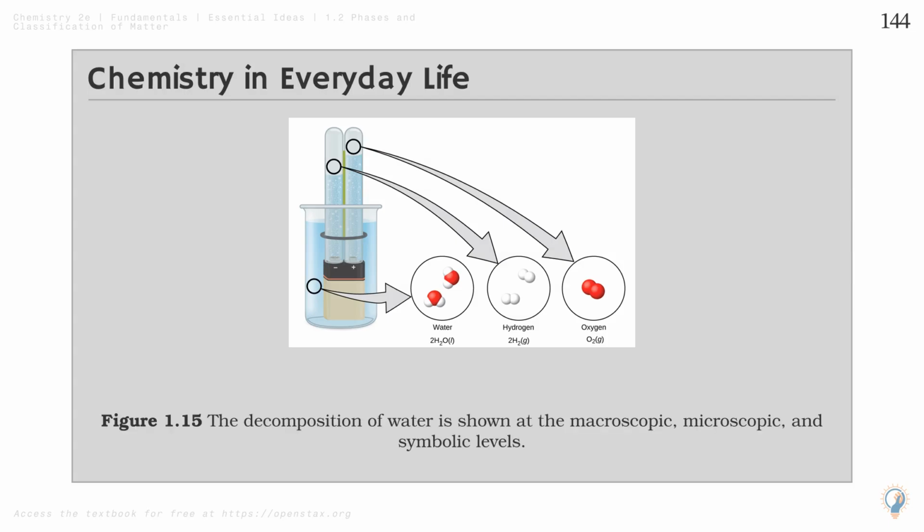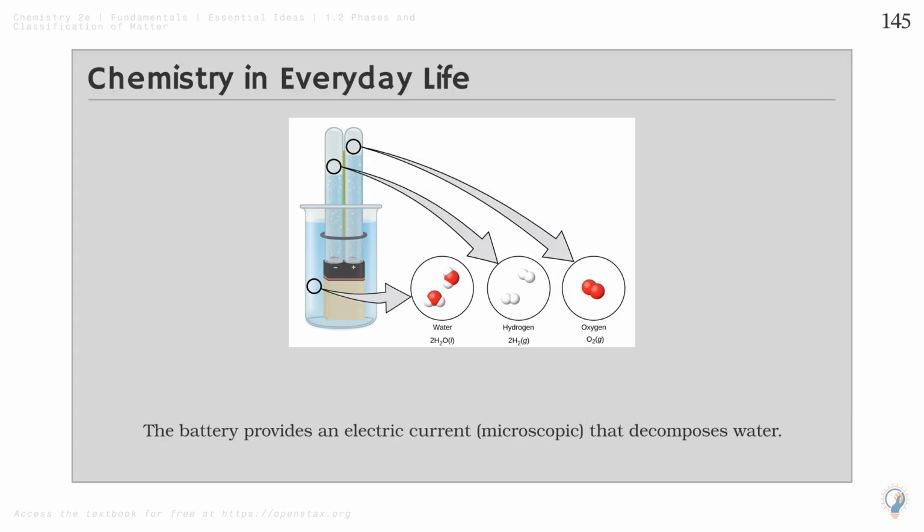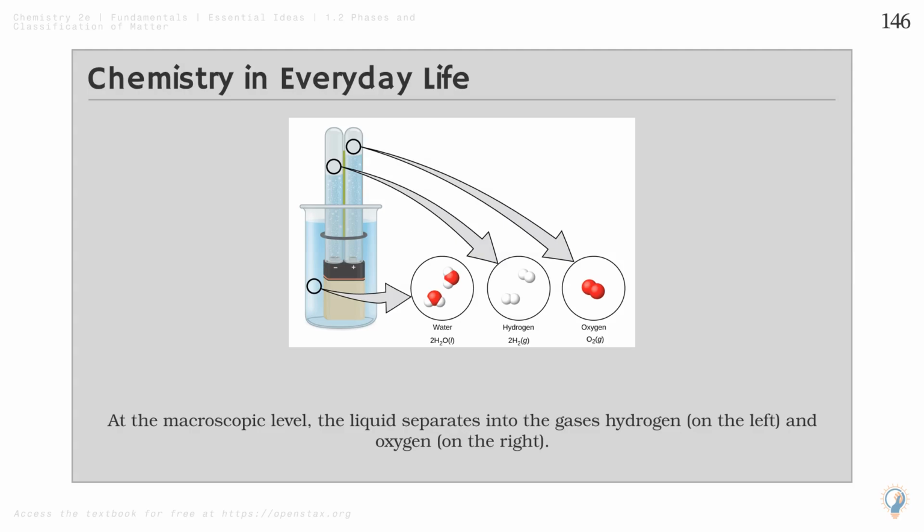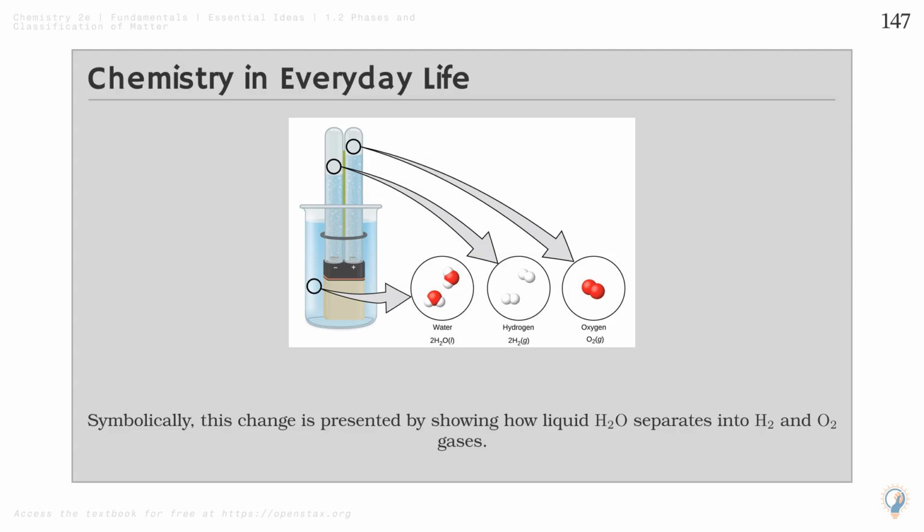Figure 1.15. The decomposition of water is shown at the macroscopic, microscopic, and symbolic levels. The battery provides an electric current, microscopic, that decomposes water. At the macroscopic level, the liquid separates into the gases hydrogen, on the left, and oxygen, on the right. Symbolically, this change is presented by showing how liquid H2O separates into H2 and O2 gases.